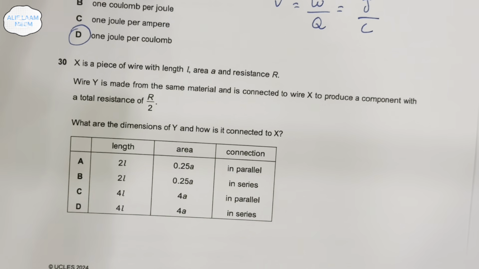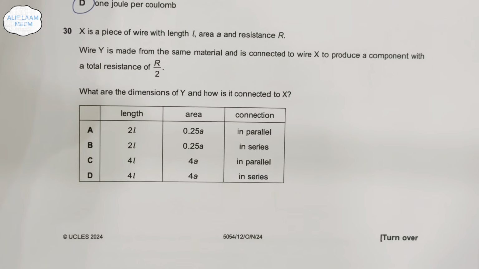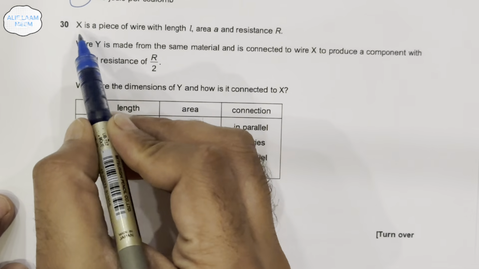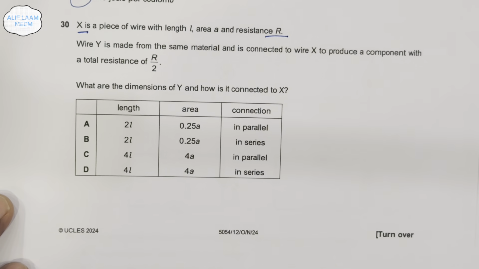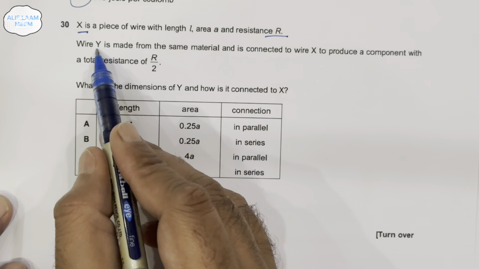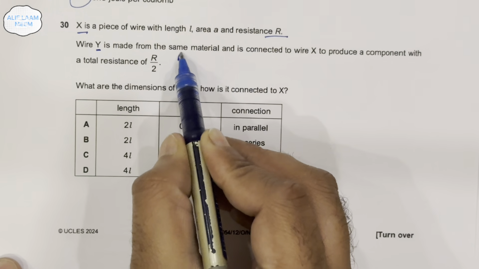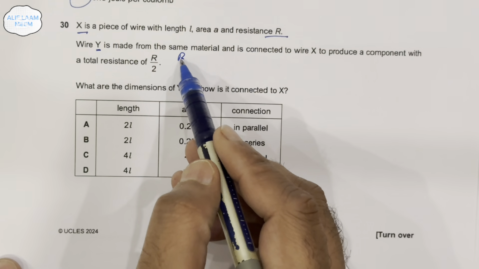X is a piece of wire. Again, this is a very tricky question. X is a piece of wire with length L, area A and a resistance R. Wire Y is made from the same material and connected to wire X to produce a component with a total resistance of R by 2. It means that when Y resistance is added, the total resistance of X and Y is R by 2. So it means that Y should also have the resistance of R.